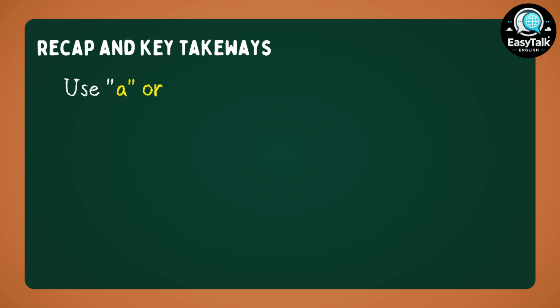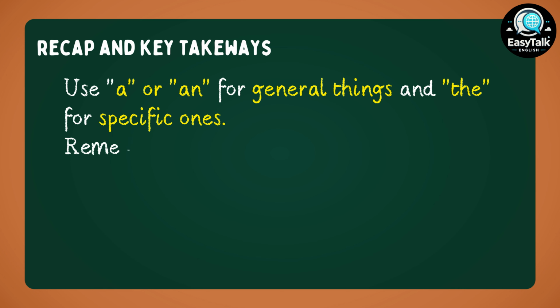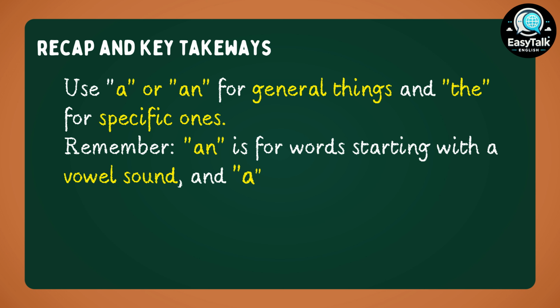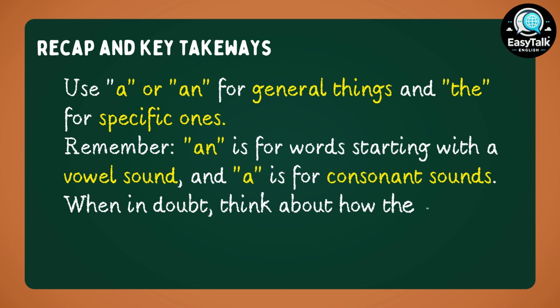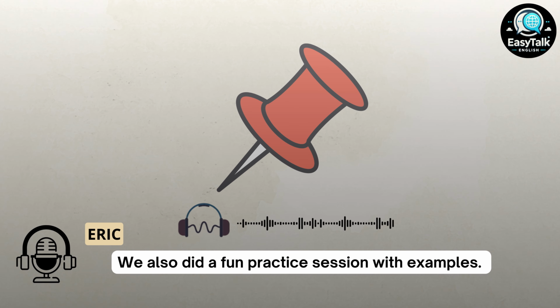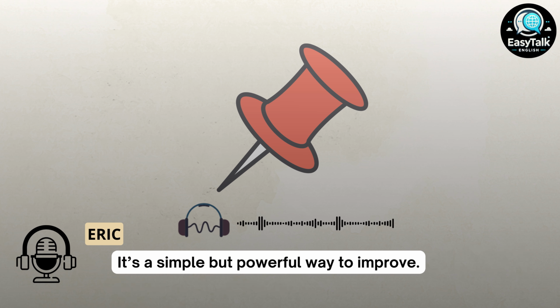Next, we discussed articles. Use a or an for general things and the for specific ones. Remember, an is for words starting with a vowel sound, and a is for consonant sounds. When in doubt, think about how the word sounds when you say it. We also did a fun practice session with examples. Remember to repeat sentences and try short quizzes to test your understanding. It's a simple but powerful way to improve.